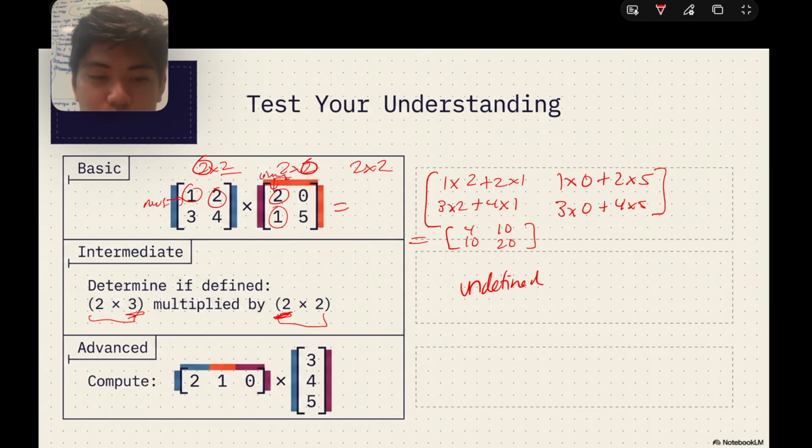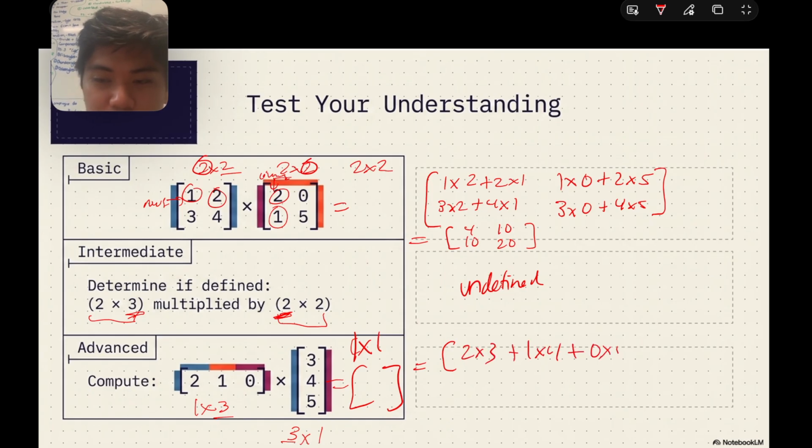Right, so now let's compute this one. We have a 1 row by 3 column matrix and a 3 row by 1 column matrix. Yes, we can do that because our inner dimensions are the same, 3 and 3, and our outer dimensions are 1 by 1. So we're going to get a 1 by 1 matrix, which is just a single box. In this case, we're going to have 2 times 3 plus 1 times 4 plus 0 times 5. That's going to give us 6 plus 4 plus 0, so a matrix of just 10 in our 1 by 1 matrix.